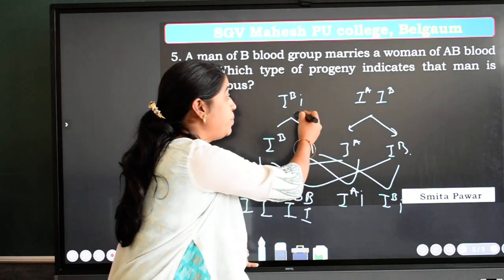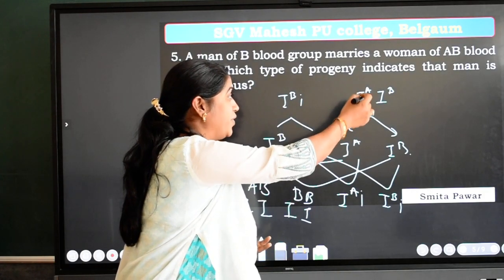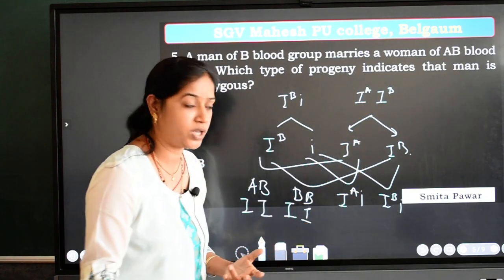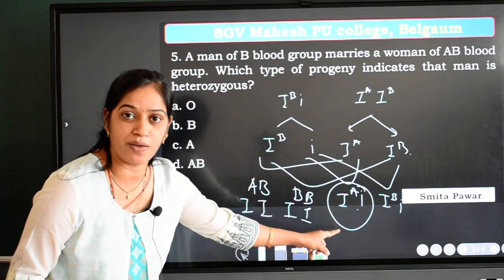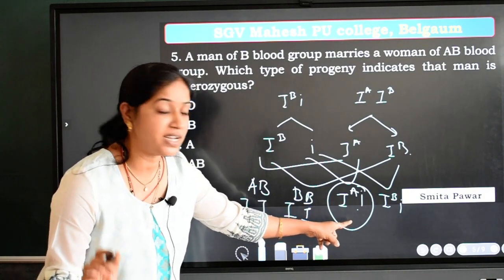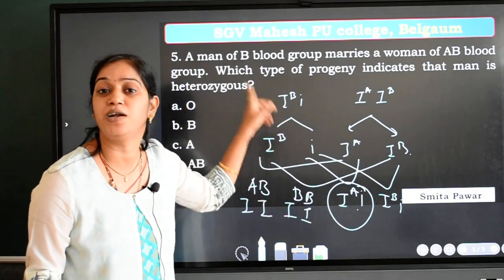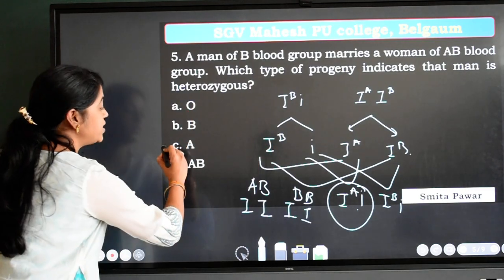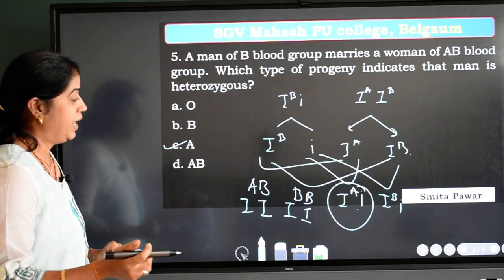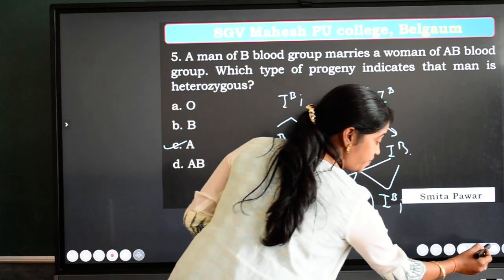Now, we had B blood group in the father and AB blood group in the mother. But here we have got a new type of blood group, that is A. This A represents that the father is 100% heterozygous, not homozygous. So the answer for this question is C. Let's go to the next question now.